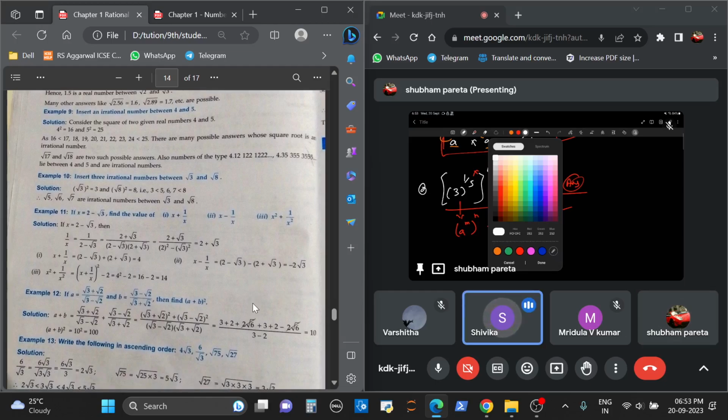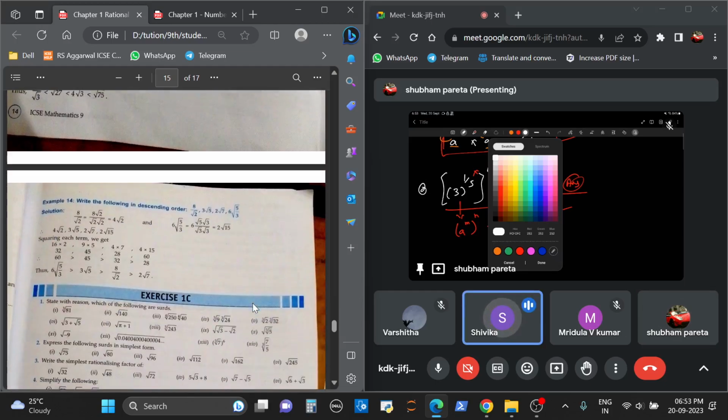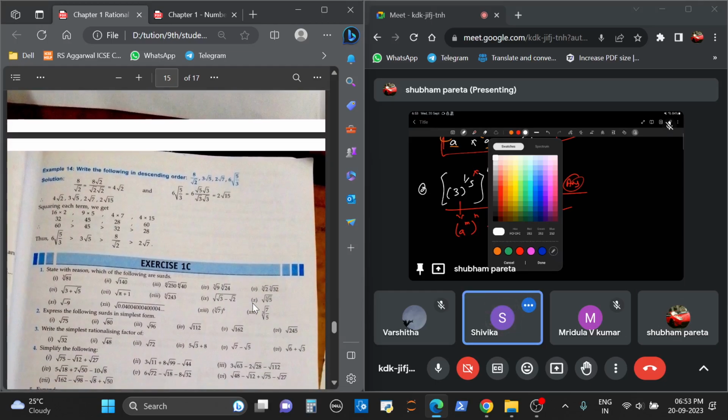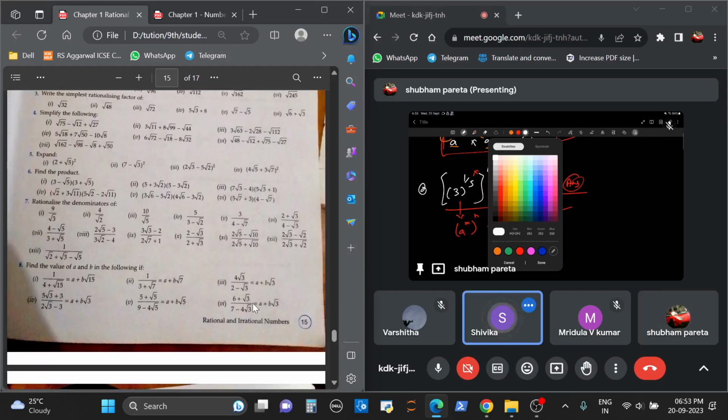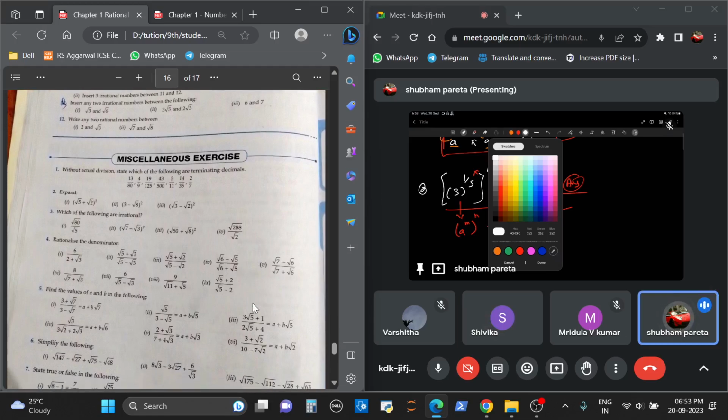Sir, I solved all the questions and I even sent it to you. So do you have any doubts in this chapter number 1? No, sir. Okay, fine then. Tomorrow we will start with the next chapter. We might start from mensuration, or surface area and volumes maybe. Because in this manner we have to cover certain things one by one.